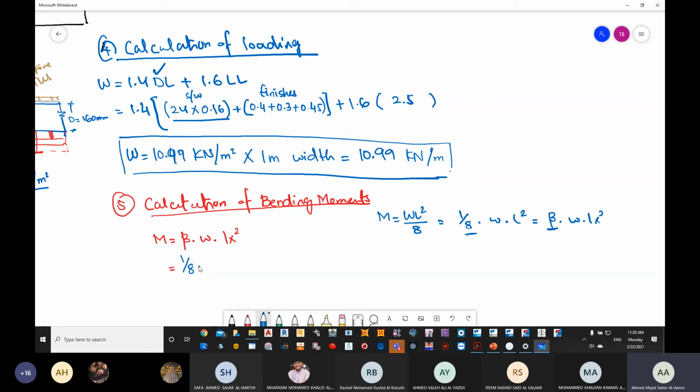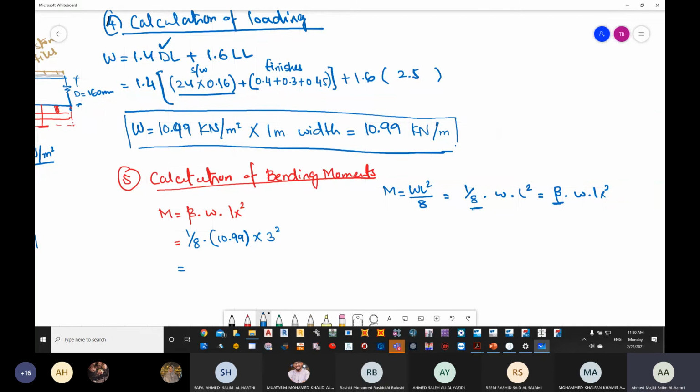What is our W? Our W is 10.99. What is our Lx? Our Lx is 3 meter square, or 3 meter and then to be squared. Can you give me the value of moment?